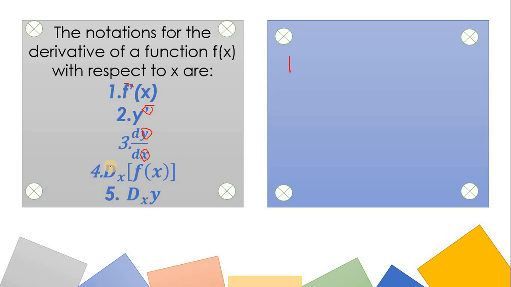You can also write this one, big letter D, the notation number 4. D of x of f of x, meaning the derivative of f of x. You could also write D of x, y. So these are the notations used in finding the derivative of a function. Take note, you can use any of these. But to begin the understanding of the derivative, I usually use notation 1 and notation 2, to avoid confusion.